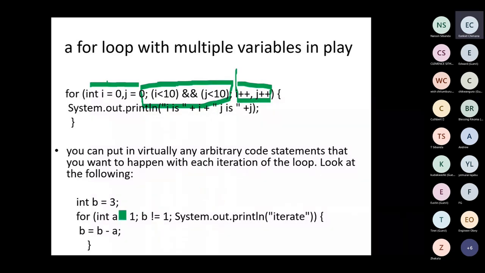Look at the following. You can also put code in the brackets of your for loop. For example, we have declared the variable b, where b is equal to 3. Here you have initialized your variable a, and then here we are saying if b is not equal to 1, then do something. Then it comes back, prints iterate, and compares again. It keeps executing while b is not equal to 1. Once b is equal to 1, the condition becomes false.